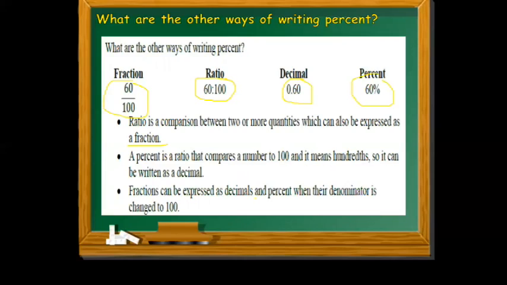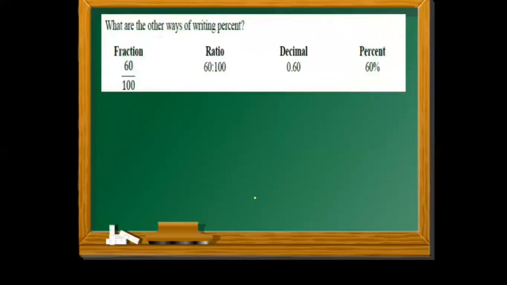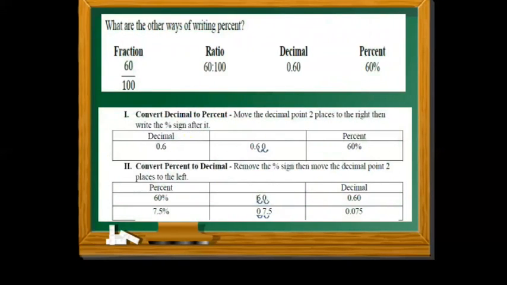So let us learn how to change fraction to a ratio, how to change decimal to fraction, and vice versa. Simulan muna natin sa, ayan. Let's start first with converting decimal to percent. Ang given nating number is decimal, which is 0.6. Gagawin natin siyang percent. I-move lang natin yung decimal point niya, ayan, two places to the right. Kagaya ng example natin, 1, 2. Magiging 60 na siya. And then, add the percent sign. So, magiging 60% na siya. That is from decimal to percent.